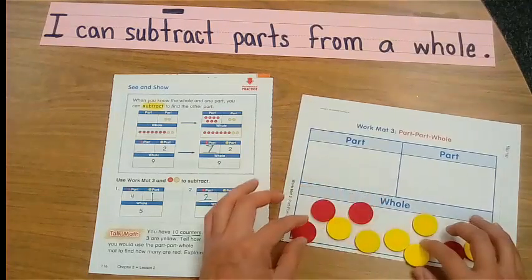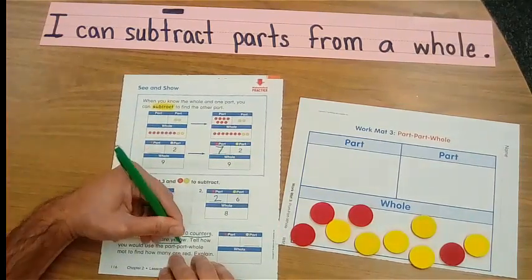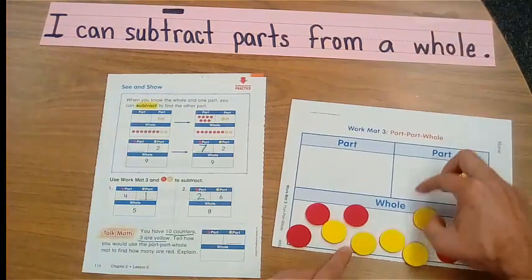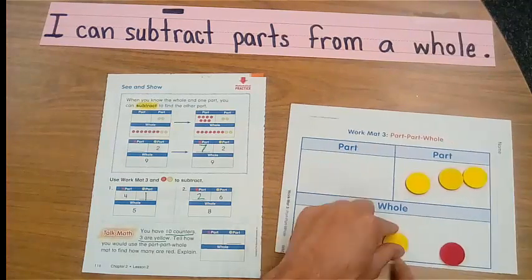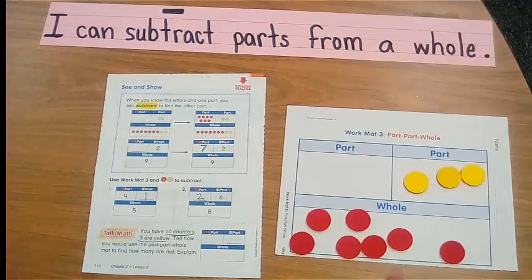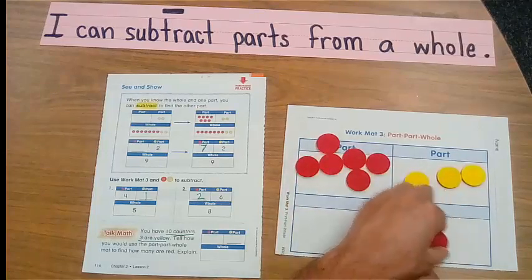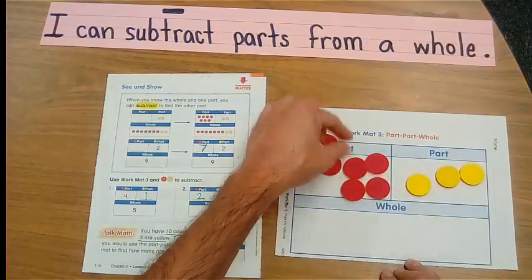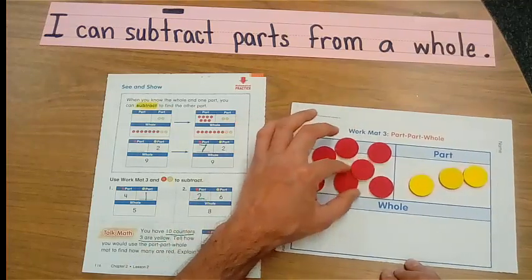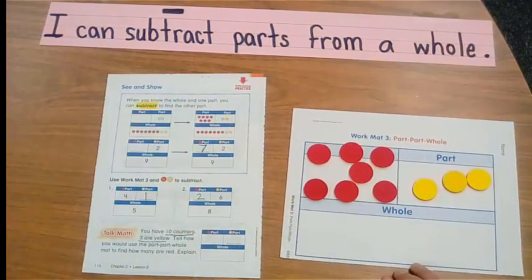Okay, now I have 10 counters. And it says 3 are yellow. So if I have 3 yellow ones, well, let me move these over here. 1, 2, 3. Now these other ones that are yellow, I'm going to flip over because they can't be yellow. I only have 3 of them. So how many red should I have? Well, let's move all of these into the part section, this other one. And I know, whoops, I know I have how many? Oh, I have 7, right? So I have 7 red.